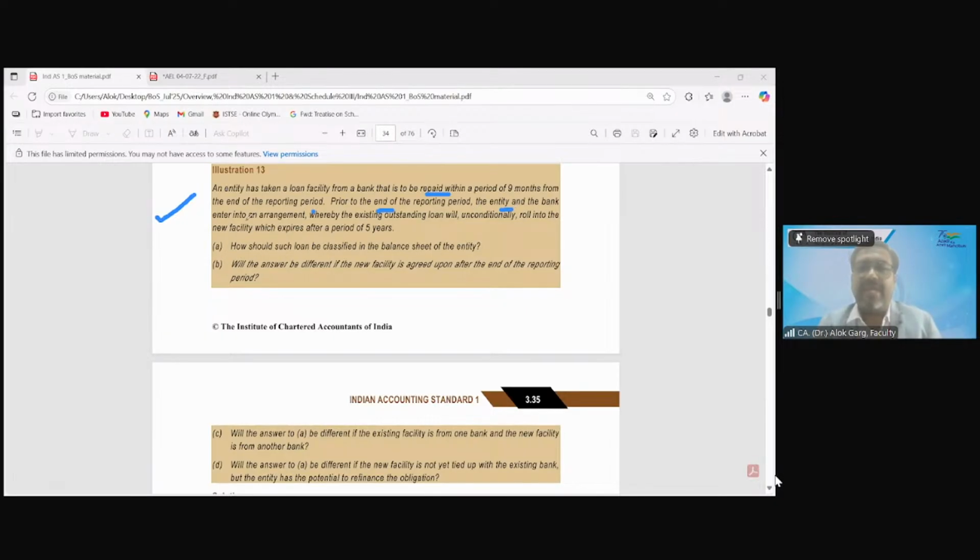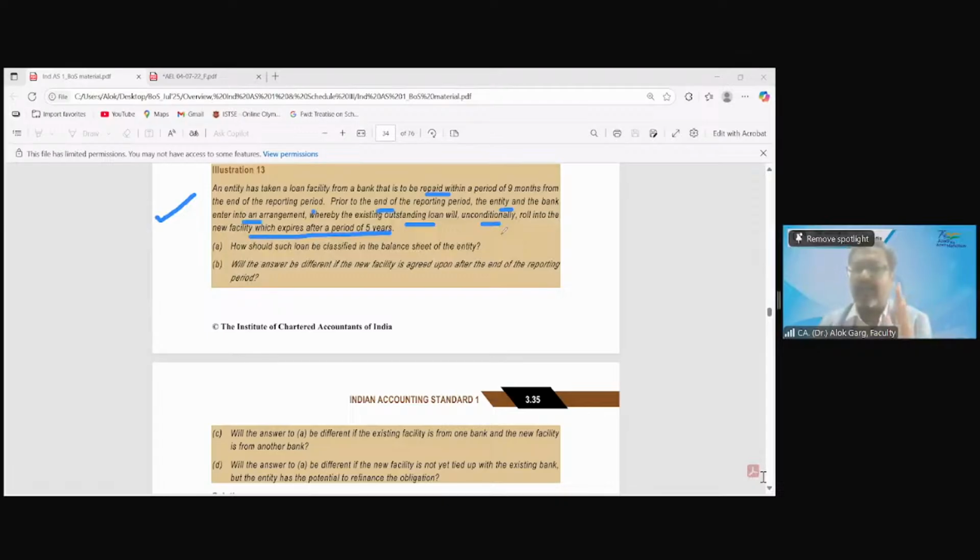Now, prior to the end of the reporting period, so before expiry of the reporting period, the entity and the bank enter into an arrangement whereby the existing outstanding loan will unconditionally roll into a new facility which expires after a period of 5 years. So prior to end of the reporting period means before balance sheet date, the management and the bank both agreed. And what they told? They have entered into an agreement where they say that the existing outstanding loan, which is repayable after 9 months, will unconditionally roll into a new facility which expires after a period of 5 years.